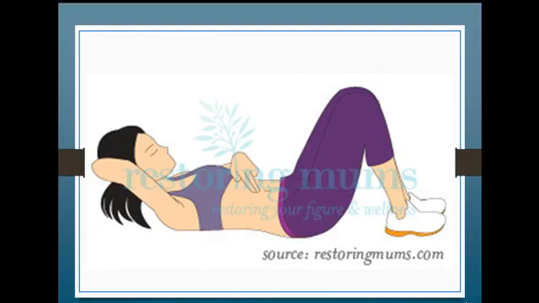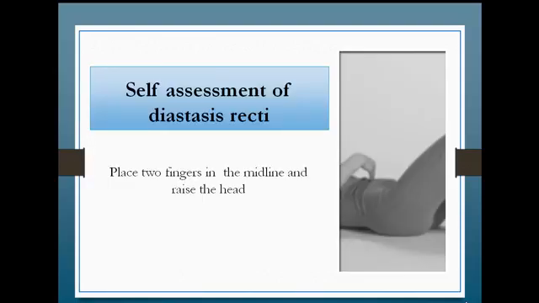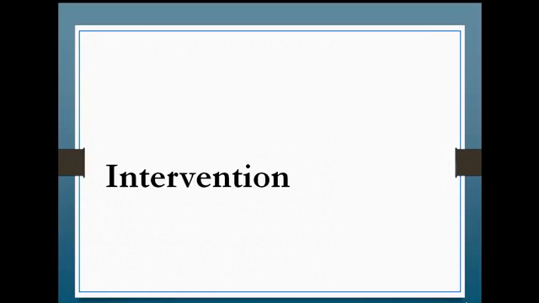Inshallah, tomorrow we will do it practically, so it will be more clear to you. For the self examination, the patient will be in the hook line position. She will raise her head and shoulders till the spine of scapula, and with one hand she will palpate whether any separation is present or not.